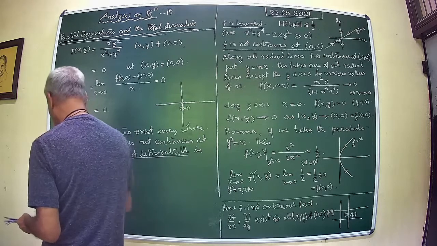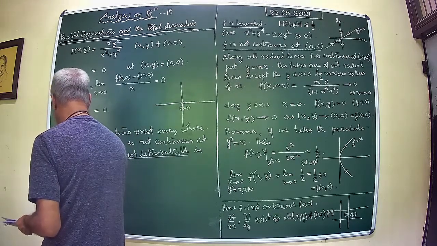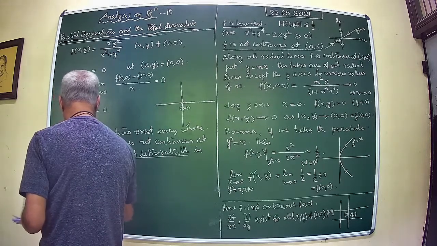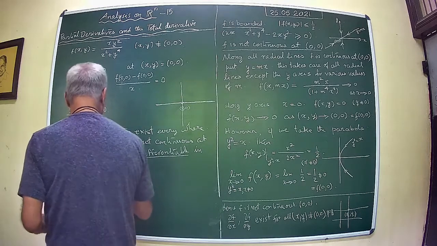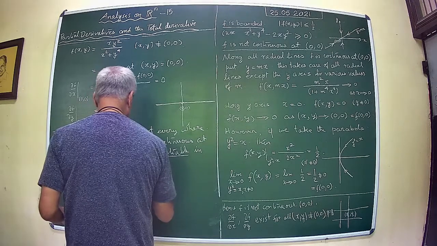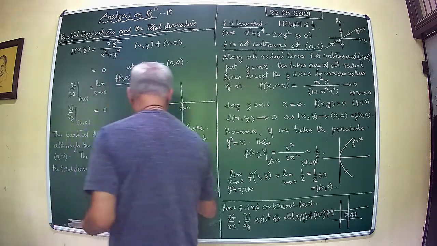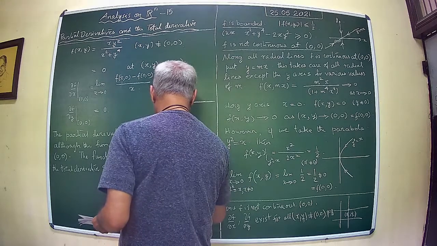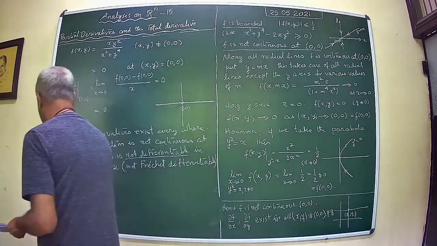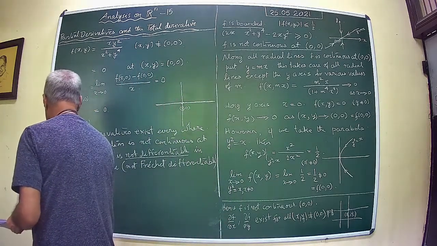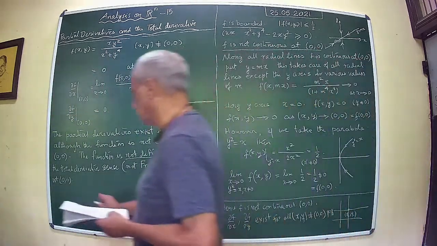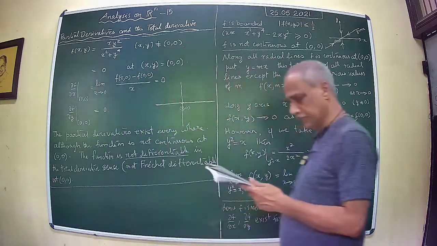Not differentiable in the total derivative sense, that is, it is not Frechet differentiable at 0, 0, and one can easily prove that it is Frechet differentiable everywhere else. Okay, so that's the analysis of this example.